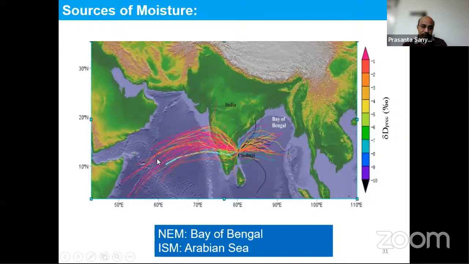What we observed is that during summer, the moisture is coming from the Arabian Sea, and during winter, most of the moisture is actually sourced from the Bay of Bengal as well as the southeastern part of the Arabian Sea. So dominantly, it is the balance between the Bay of Bengal and the Arabian Sea sources for the rainfall in Chennai.